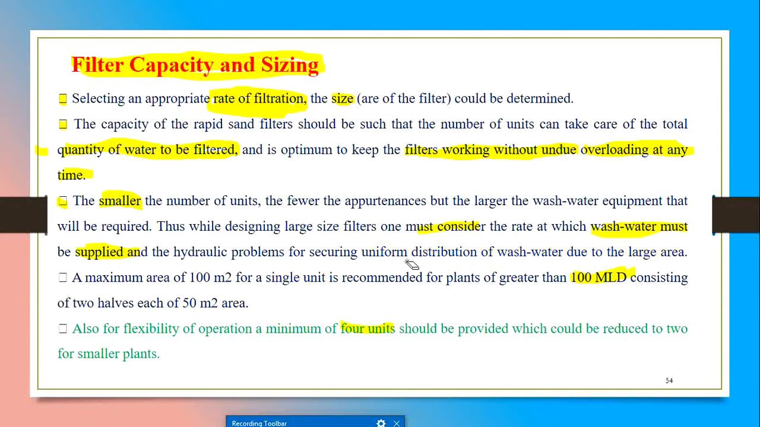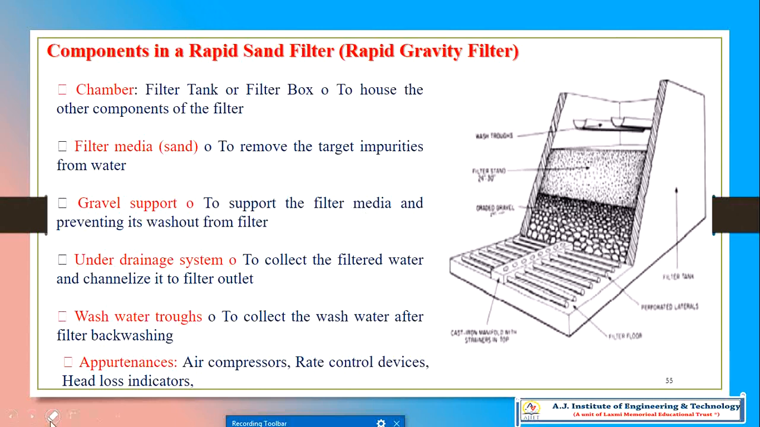Okay, we'll concentrate on another slide, which is about the rapid sand filter, that is, the components involved in the rapid sand filter. These are the chamber, filter media called sand, gravel support, under drainage system, wash water troughs, and apparatus. Now we'll go one by one. The first one is the chamber.